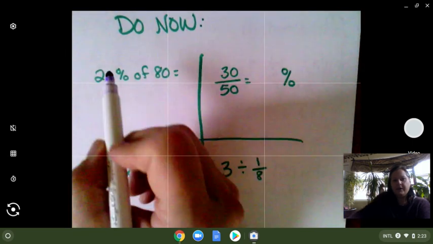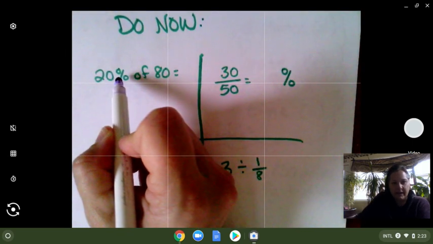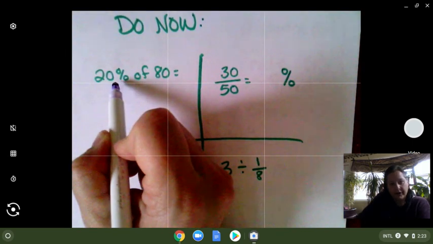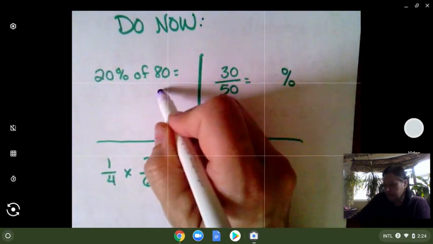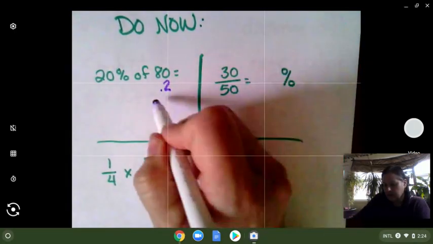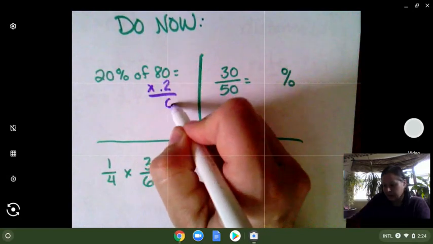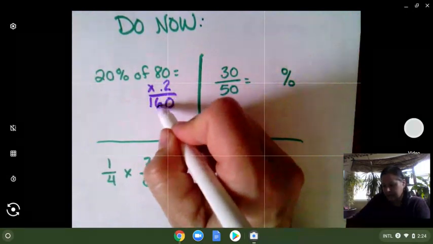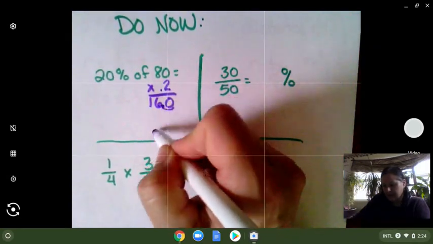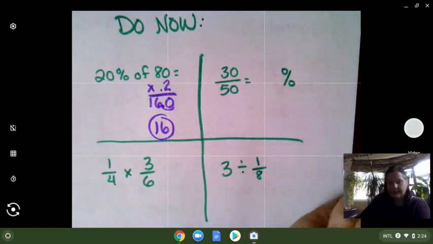So if we have 20%, that's the same as 20 over 100, or 20 hundredths, which would be represented by 0.2. And so "of" tells us to multiply. 8 times 2 is 16. Move the decimal one spot, and the answer would be 16.